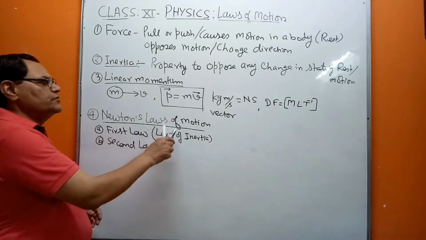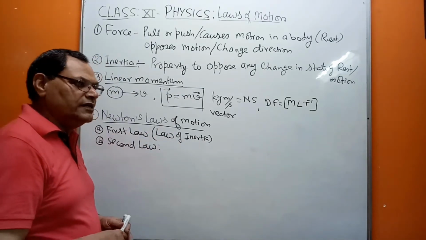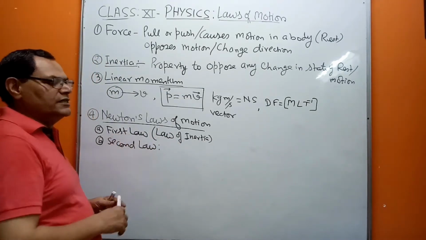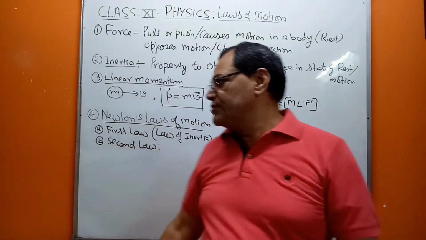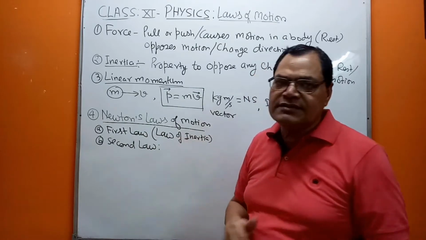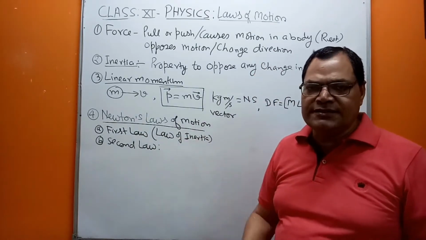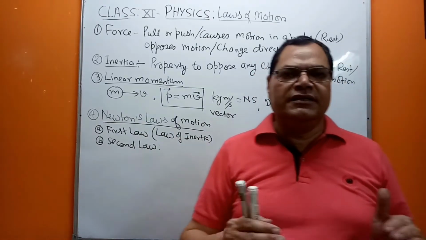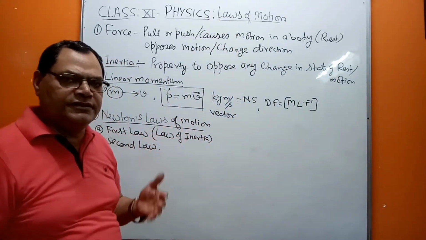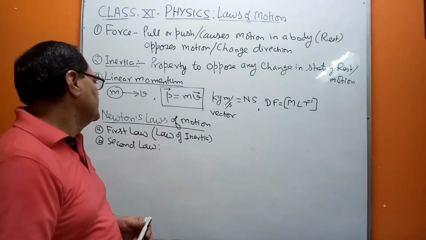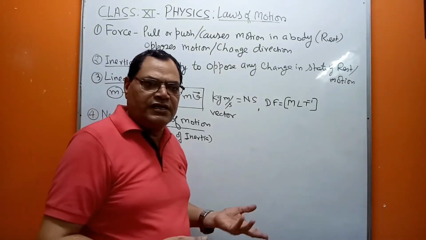Now we come to Newton's laws of motion, right? There are 3 laws: the first law, second law and third law. Newton's first law is also called the law of inertia, which states that a body will remain in a state of rest or motion unless an external force is applied on it. So that is simply inertia, right?